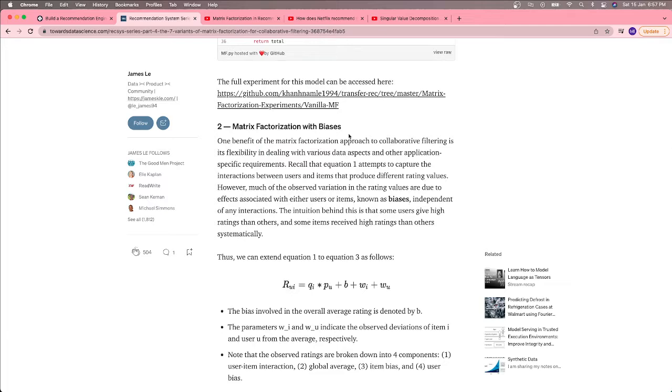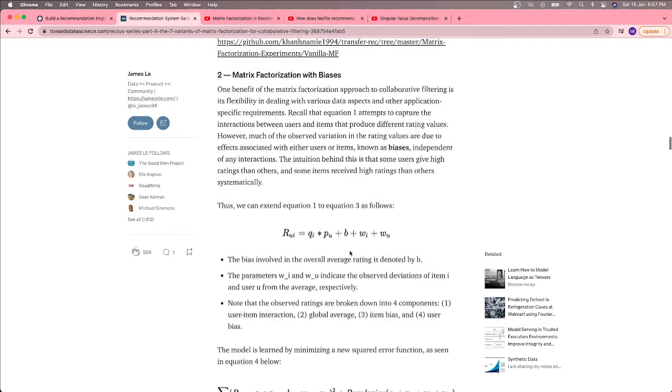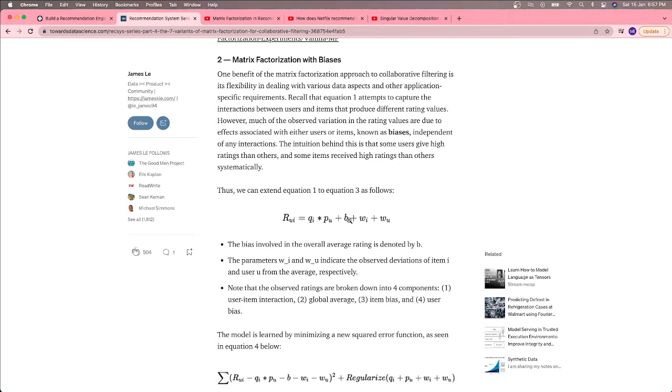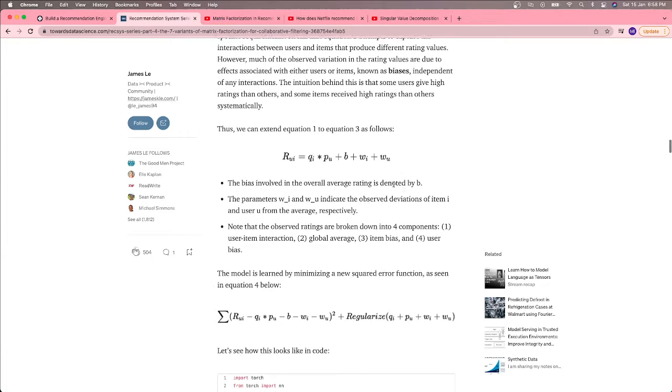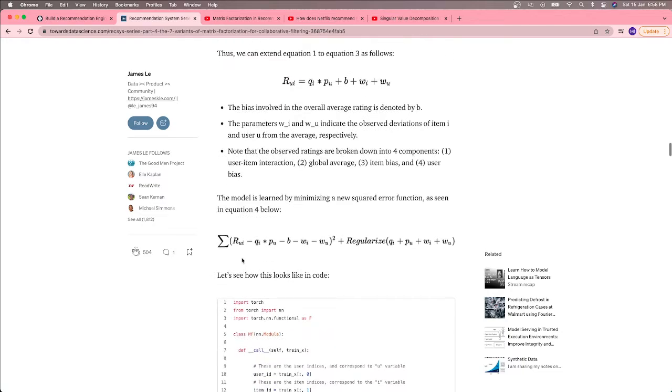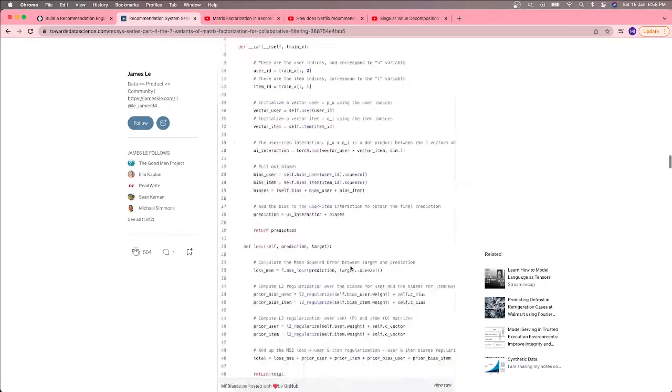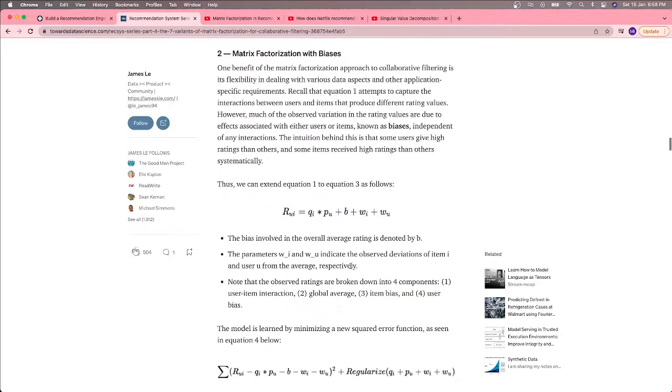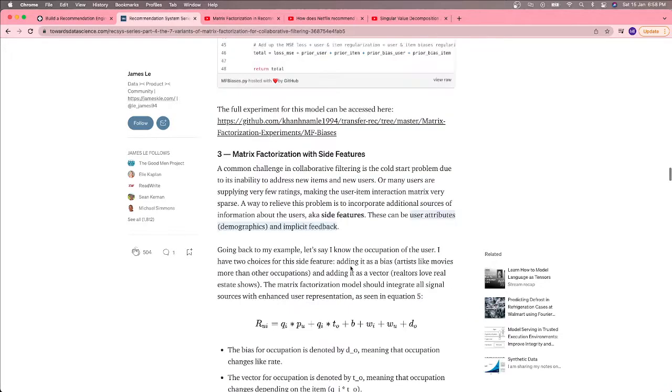Second, we could handle the rating biases. We add a few more parameters: B, which is the global bias, W_I, which is the item bias, and W_U, which is the user bias. Again, we can improve our loss function and train it with SGD or whatever algorithm we want.